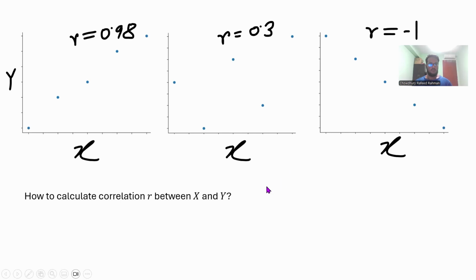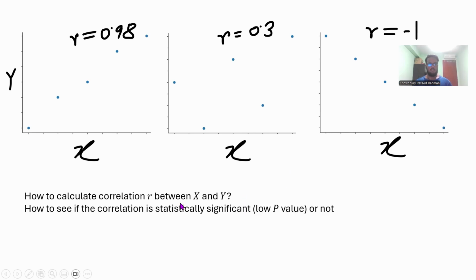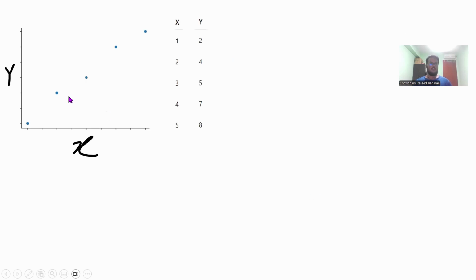Now the question is, how do we calculate correlation R between X and Y? That is number one. And number two is how to see if the correlation that we have measured is statistically significant or not. That means the p-value is low enough or not. So let's try to answer these two questions. This is the first thing. Let's assume that these are the 5 X values and these are the corresponding 5 Y values.